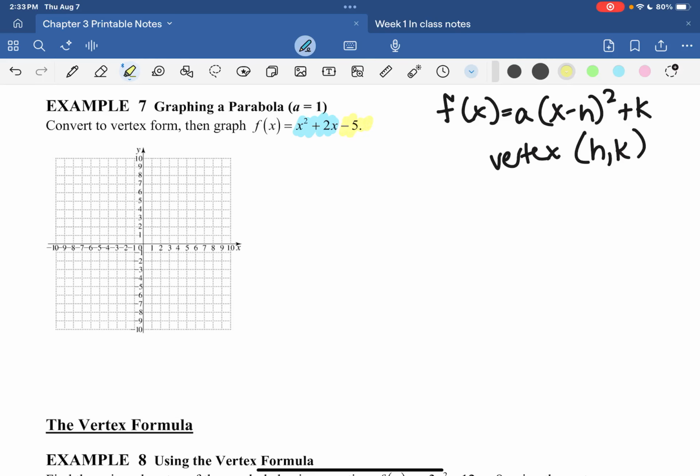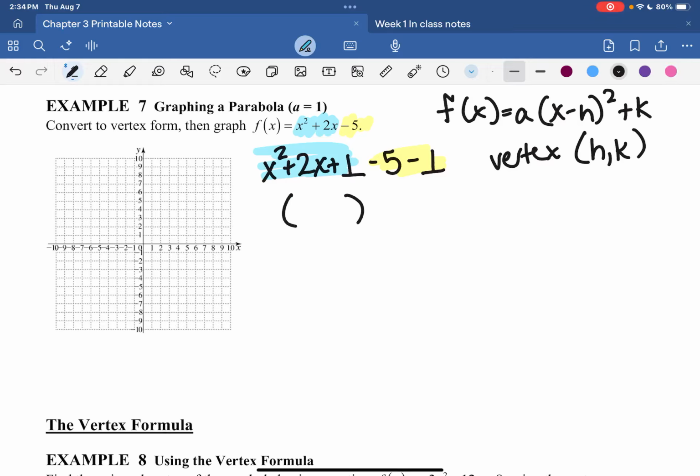So I want you to pretend that the x squared plus 2x is the left side. So we'll do x squared plus 2x plus a blank, and then minus 5 minus a blank. And then we're going to figure out what goes in our blank. Remember that we take half of our middle term and square it. So half of 2 squared is 1. And then we've got this piece and this piece.